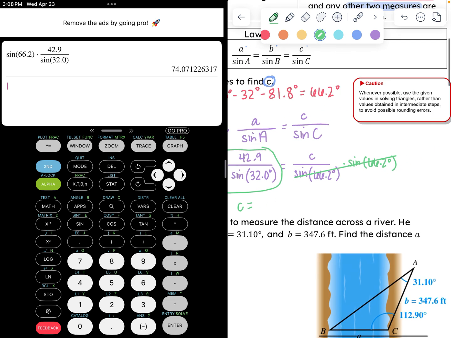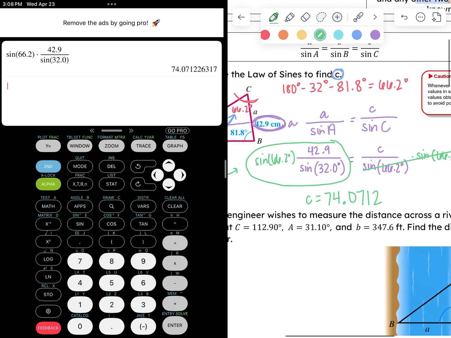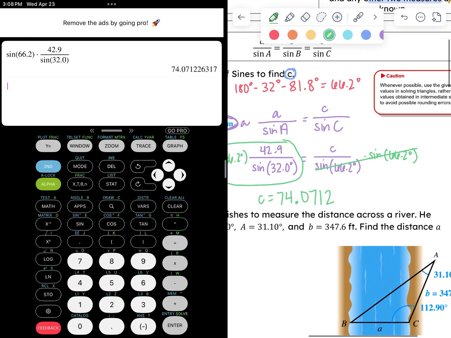Let's round to 4 decimal places. So I'm going to say 74.0712, and it is a side length, so our side lengths are in centimeters right there. So 74.0712 centimeters is my answer for that side length.